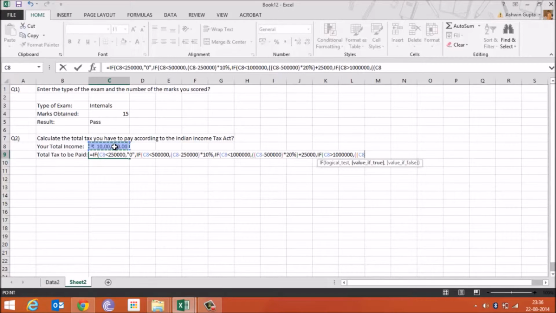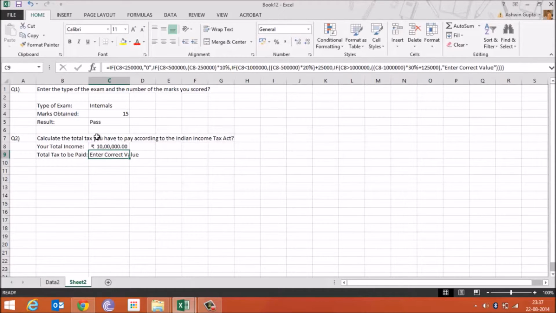Similarly, for amounts greater than 1 million, the excess above 1 million is multiplied by 30%, and 125,000, which is 100,000 plus 25,000, the tax amount for the earlier slabs, is added to it. In case a correct figure is not entered, then we put "enter correct value" if the command given here is false.